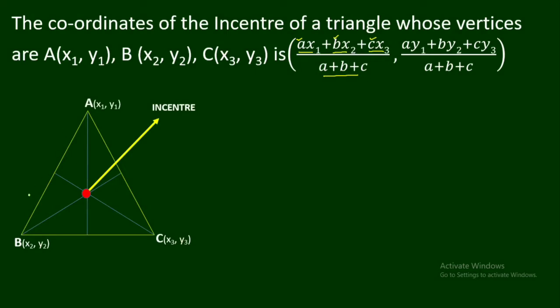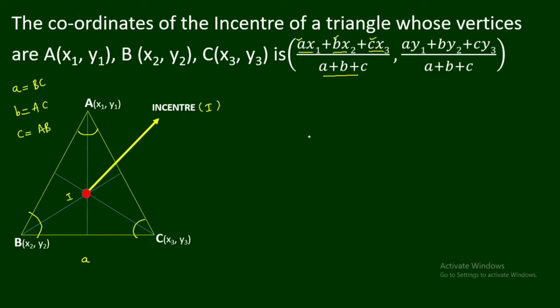So if you observe, A, B, C are the vertices and this is the incenter I. As I told you, it is denoted by I. Now what is small a? We have a in this formula. Small a is the side opposite to the angle A, so this is BC. Small b is the side opposite to angle B, that is AC, and small c is the side opposite to the angle C, that is AB.